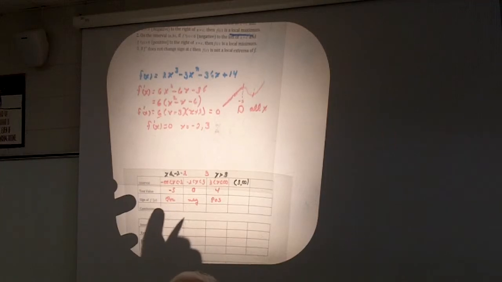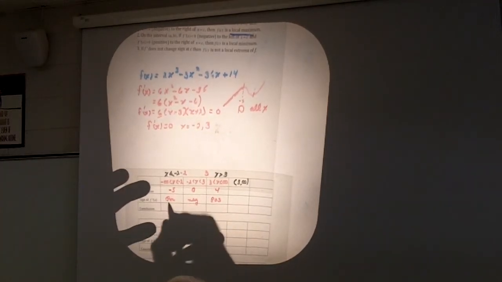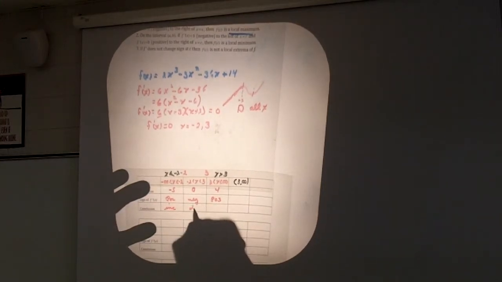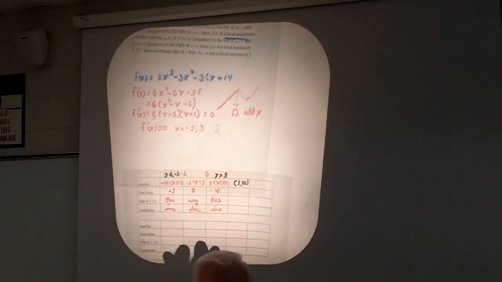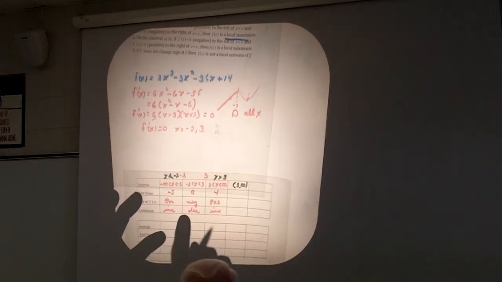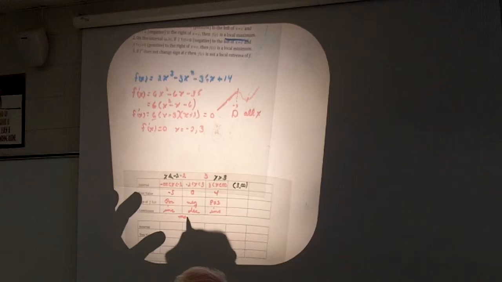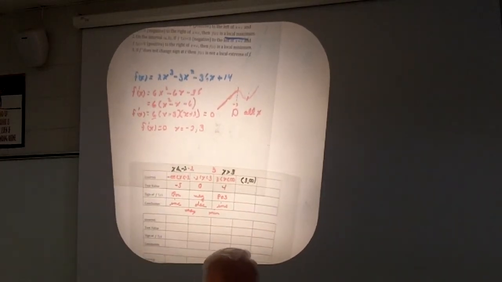Okay, now the conclusion. What are the conclusions here? This is negative, positive. So this is going to be increasing. This one's decreasing. And this one's increasing. And then we can actually do something else. This point is going to be a what? A max or a min? This is going to be a local max, and this is a local minimum. Are you with me on that?